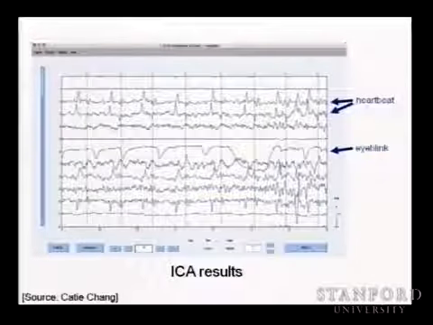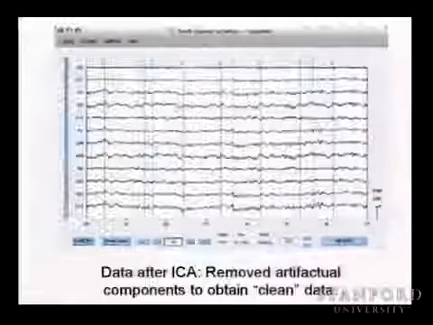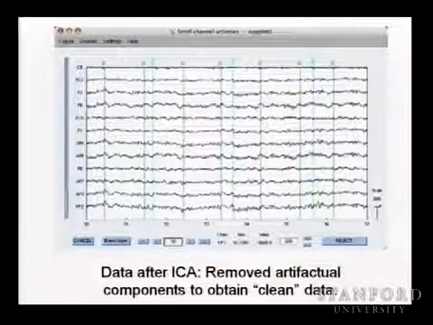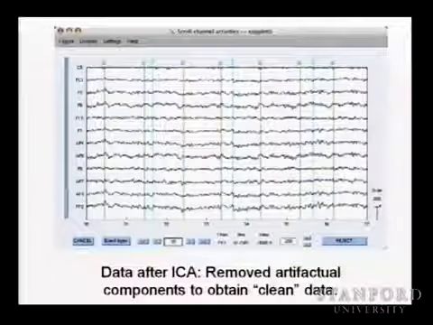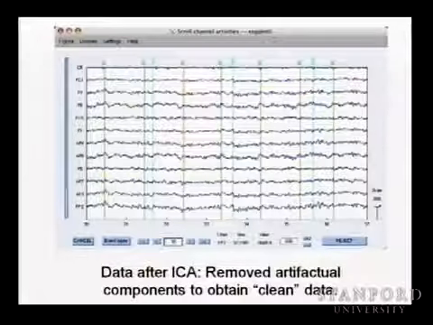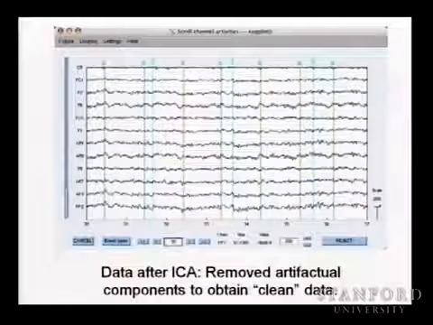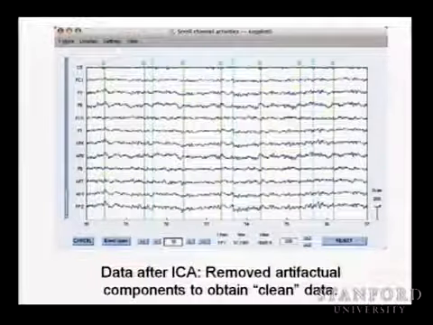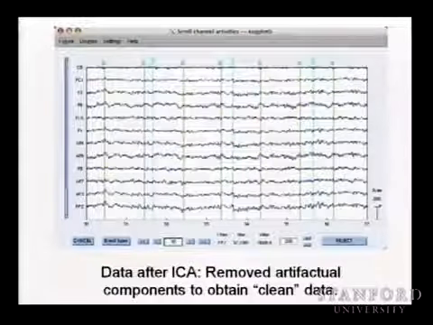And by doing this, you can then subtract out the heartbeat and the eye blink artifacts from your data and now get much cleaner EEG readings that you can do further scientific studies on. So this is a pretty commonly used preprocessing step, a common application of ICA.